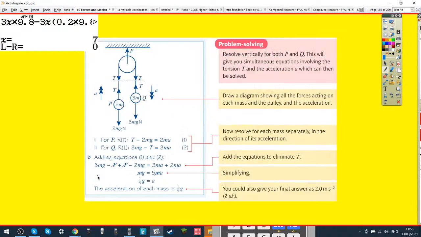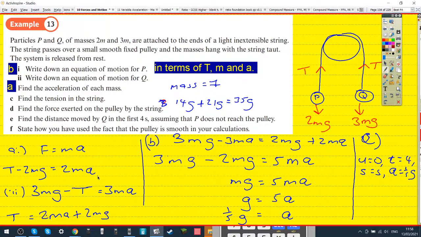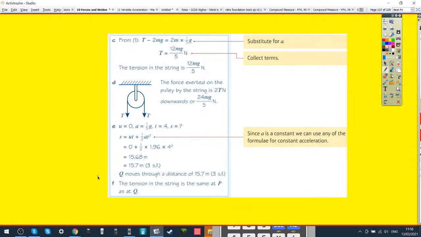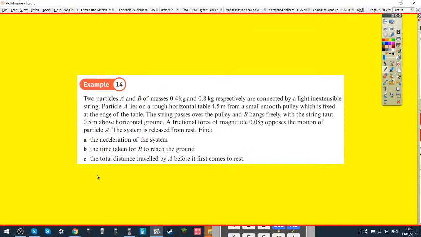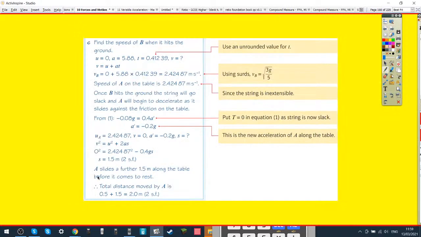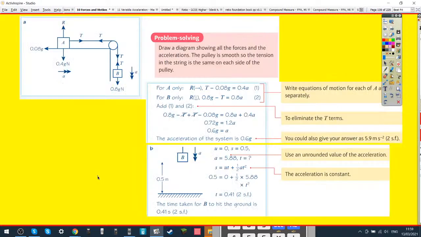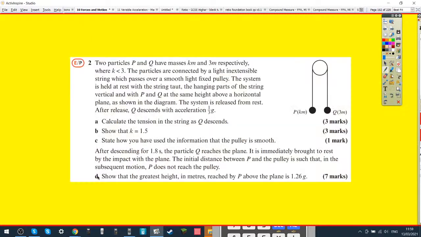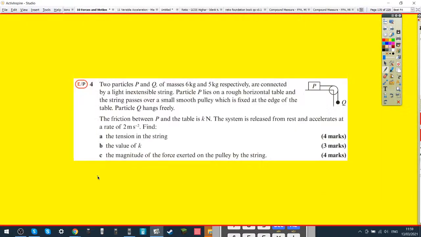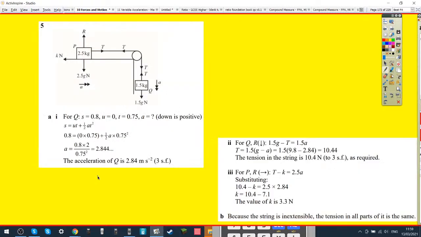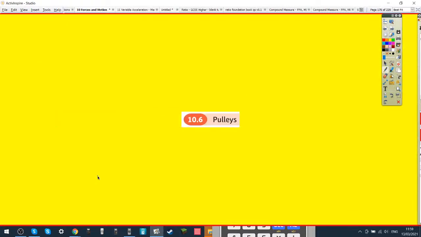Great. The pulley is smooth in your calculations. So you take the two separately and go from there. Pulley stuff. Maybe we'll just do one or two questions like this next time, but basically we're finished this. They're all the same.